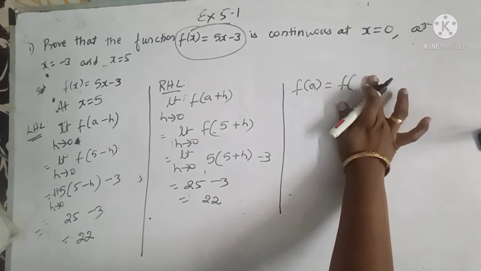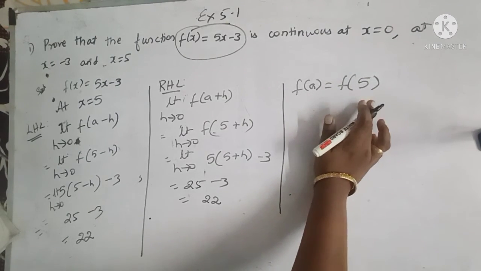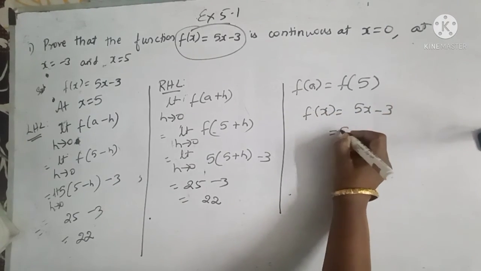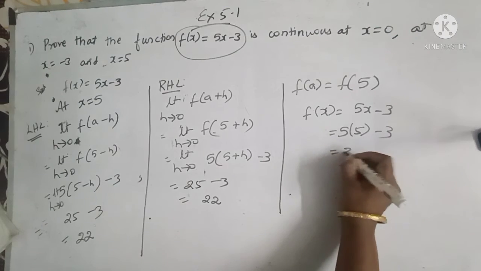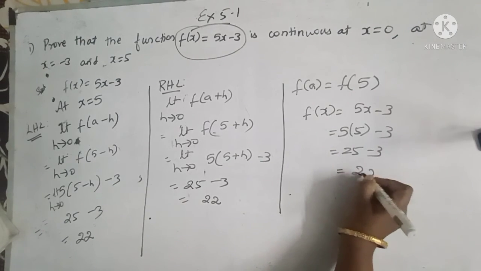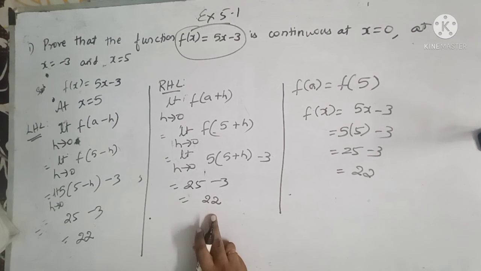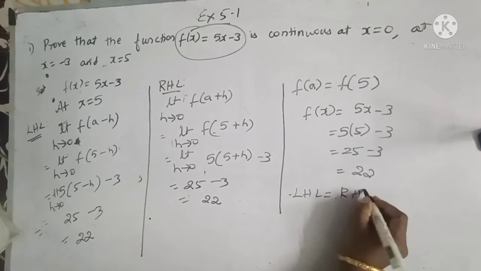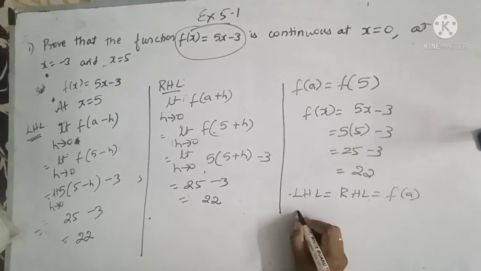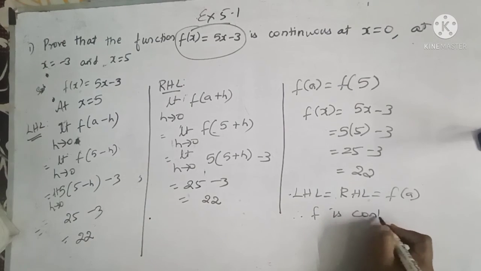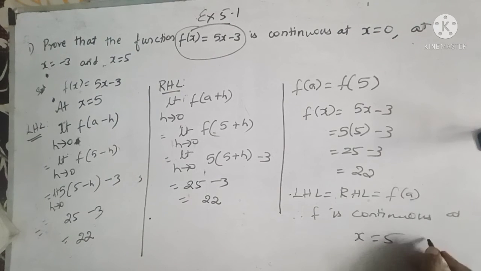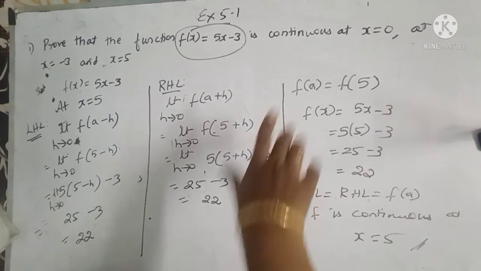The next one the f of a. f of a is equal to f of 5. So we know that f of x is equal to 5x minus 3. So 5 into 5 minus 3, 5 5s are 25, 25 minus 3, this gives 22. So we obtain left hand limit equal to right hand limit is equal to f of a. Therefore f is continuous at x is equal to 5. So this is the answer. Thus we proved that the function is continuous at all the 3 points.